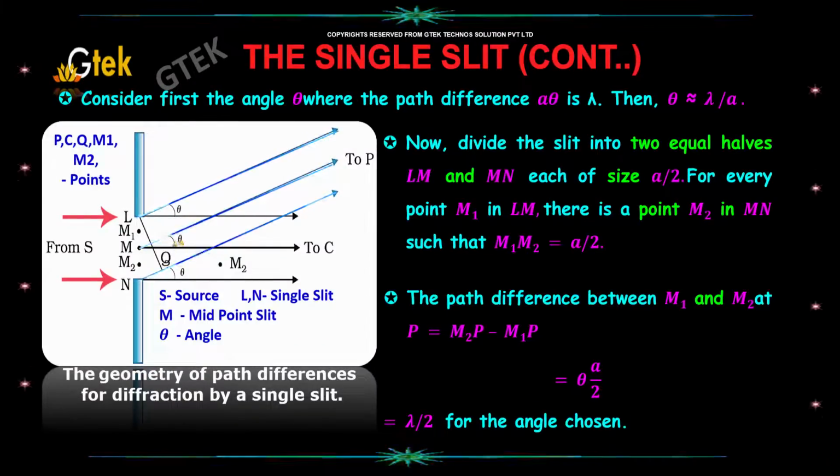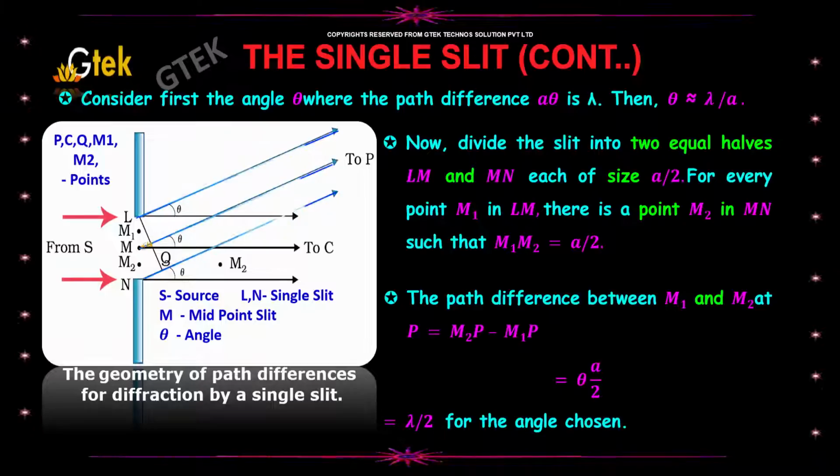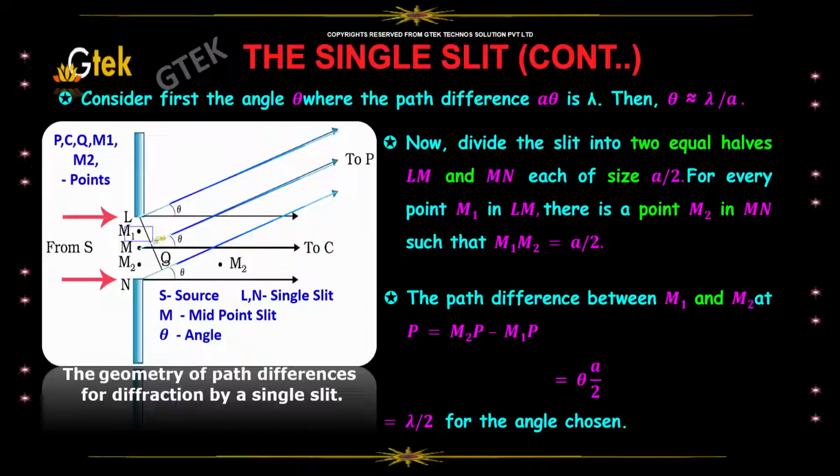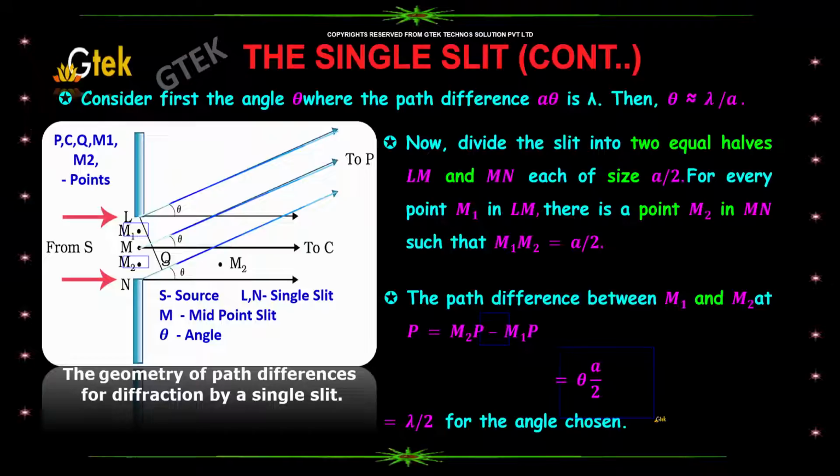Consider first the angle theta where the path difference a theta is lambda, then theta is equal to lambda divided by a. Now divide the slit into two equal halves, Lm and Mn, each of size a divided by 2. For every point M1 in Lm, there is a point M2 in Mn such that M1M2 is equal to a divided by 2. The path difference between M1 and M2 at P is M2P minus M1P, which is nothing but theta into a divided by 2. So that's lambda divided by 2 for the angle chosen.